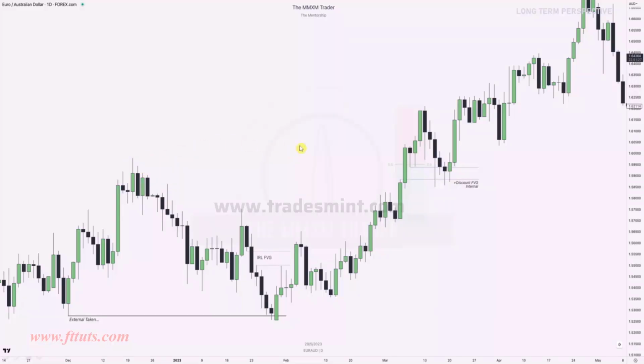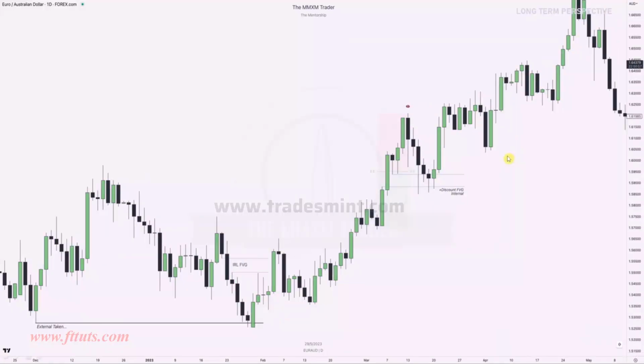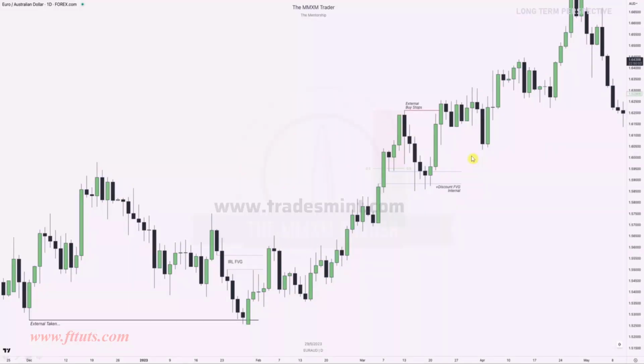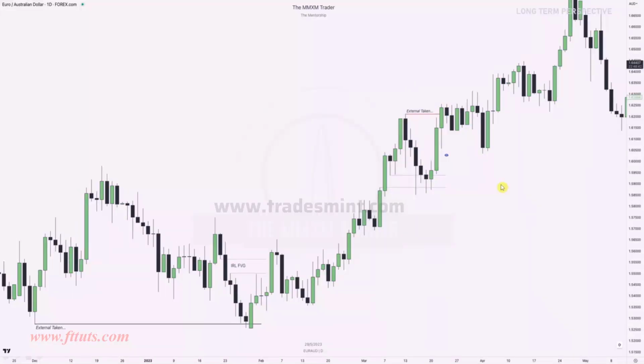We went external, right? And then we go back to internal. And once we hit internal, we want to go external once again, which is up here, right? Putting that I on there. So over here, external buy stops, and this keeps repeating over and over and over again. So external has been taken. So now where do we want to draw into, right?